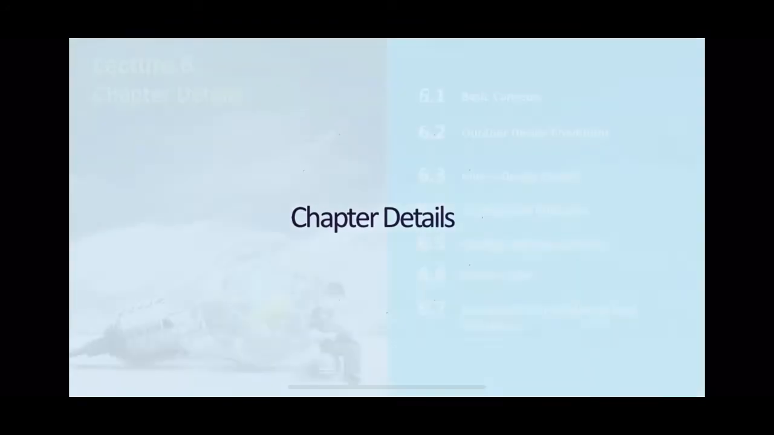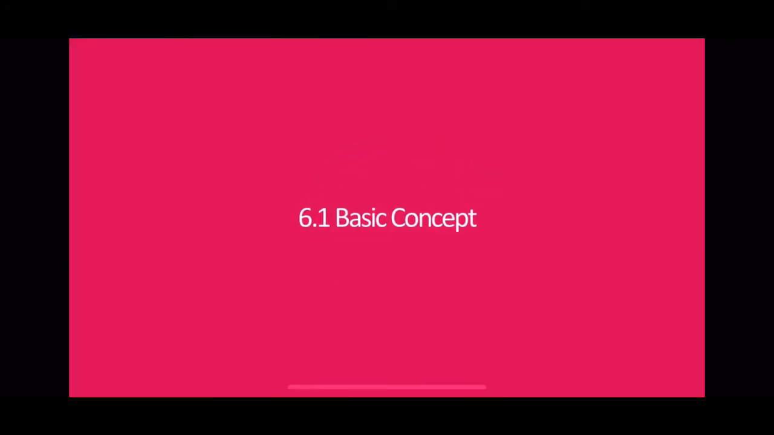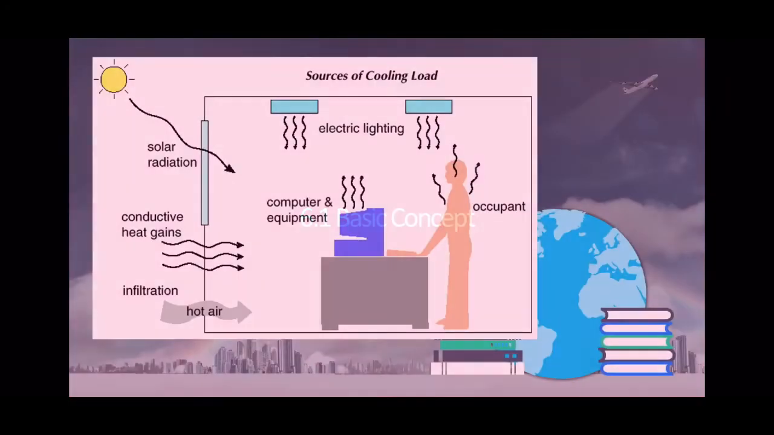Okay, so let's go to the chapter details. We have 7 chapter details. The first one is the basic concept of load calculation, the outdoor design conditions, indoor design criteria, the cooling load principle and components, the heating load, and finally examples of non-residential load calculation. Alright, so we'll go to the first one, the basic concept.